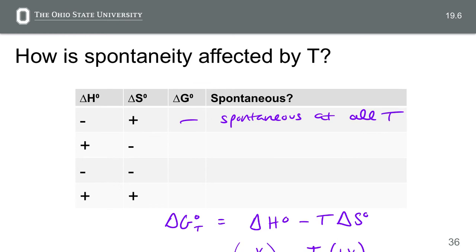If we flip the sign, and now we have a positive value of delta H and a negative value of delta S, what's the sign on delta G? It's positive, always positive, which means that reaction will be non-spontaneous at all temperatures.